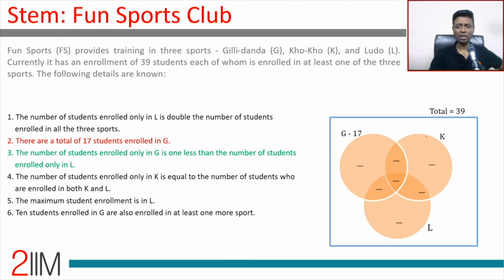Jump in. One specific constraint in this list is that the number of students enrolled is 17. That is obvious. The number of students enrolled only in G is 1 less than the number of students enrolled only in L. So if this were X, this will be X minus 1, and so P minus 1. 10 students enrolled in G are also enrolled in at least one more sport. So that means all these put together add up to 10.